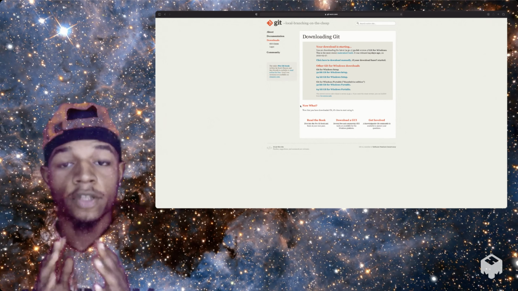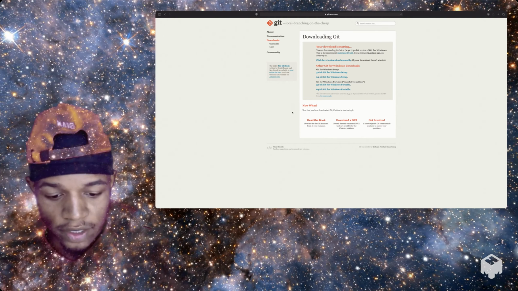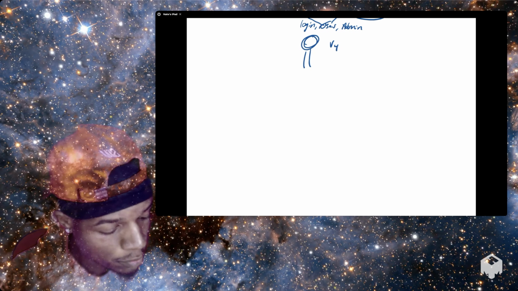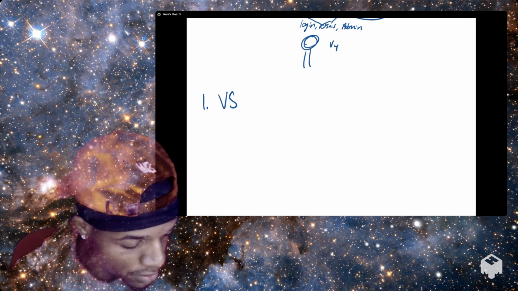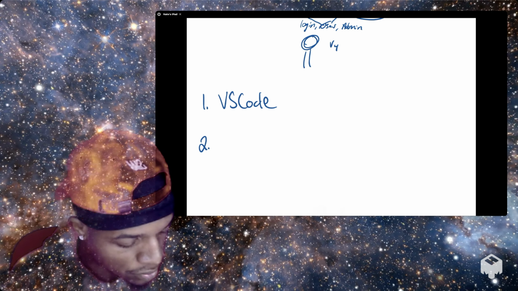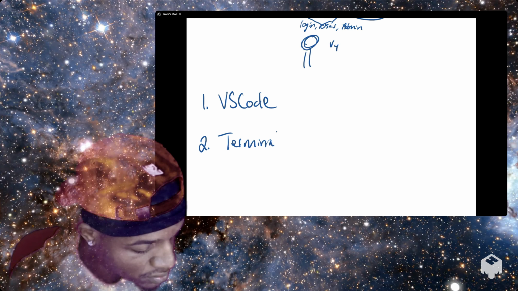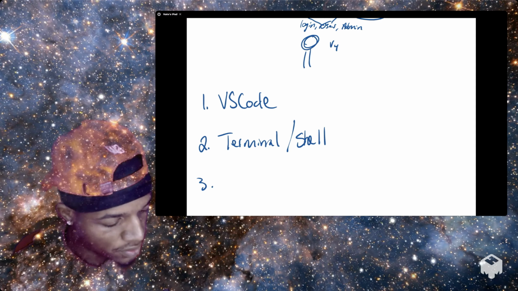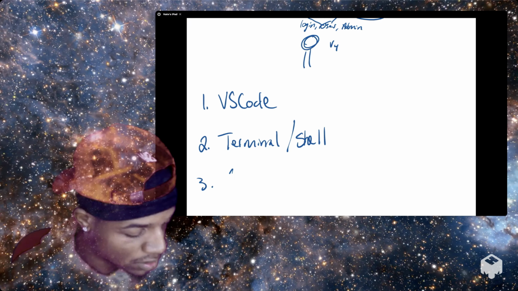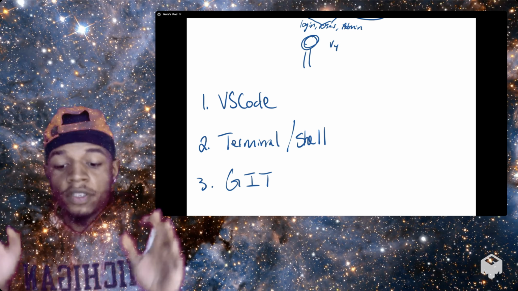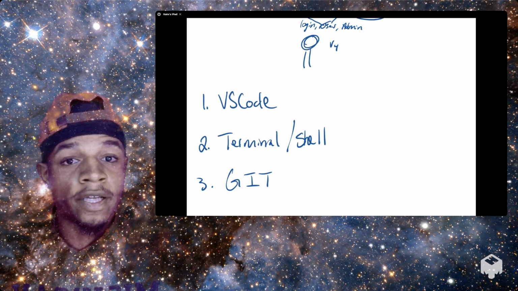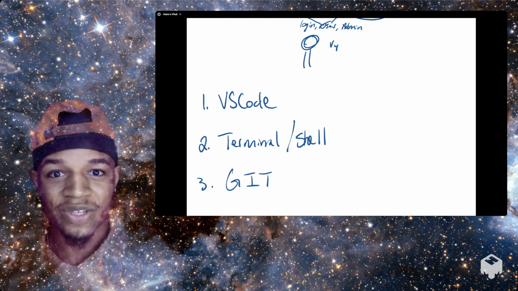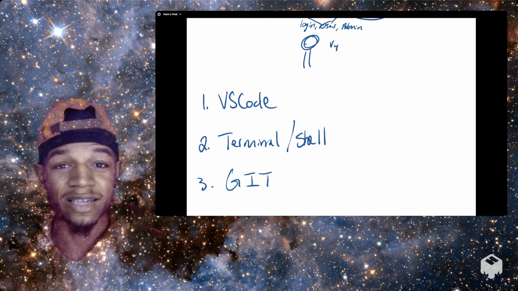So remember, these are the three things we need for our development environment. Let me go back to this real quick. If we're taking notes for the development environment, we need first VSCode. Second, we need some type of terminal or shell. And then third, we need Git. These are the only three things we're going to use so far in the channel to start off with. And once you get these installed, next video, we're hopping right into the code.